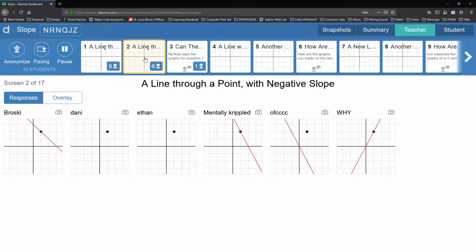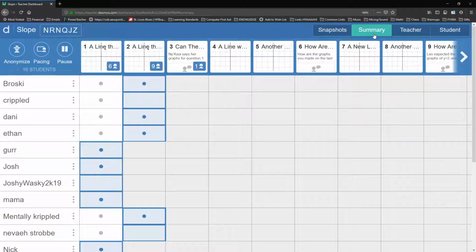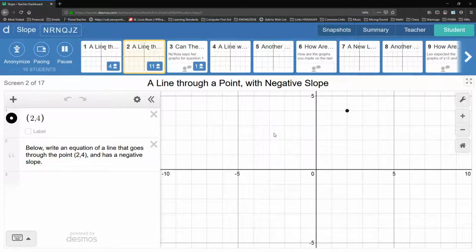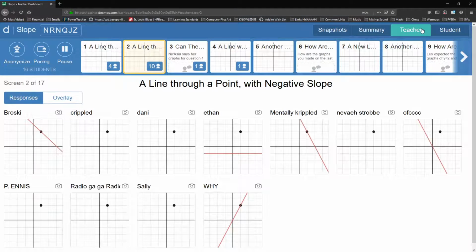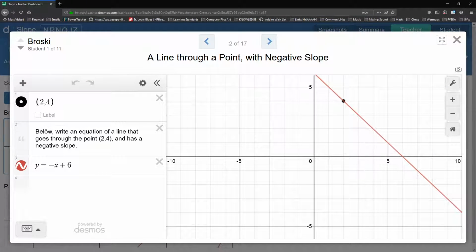Let's look at number 2. Everybody on slide 2 now. Moving on: a line through a point with a negative slope. So 2x didn't work this time, right? Because that's a positive slope. We need a negative slope. Let's see what you got. Negative 2x. Negative slope, checks out. Very simple slope, negative 1. Exactly, negative x.